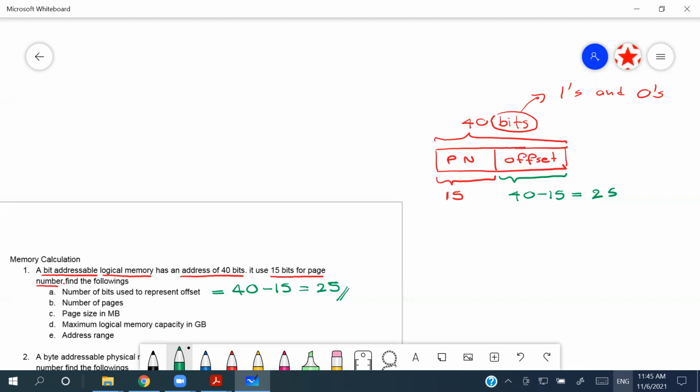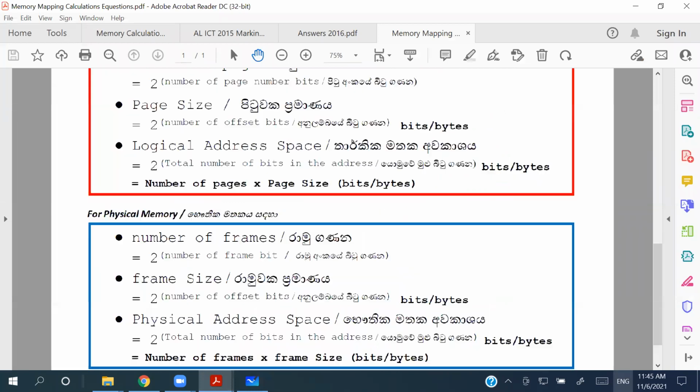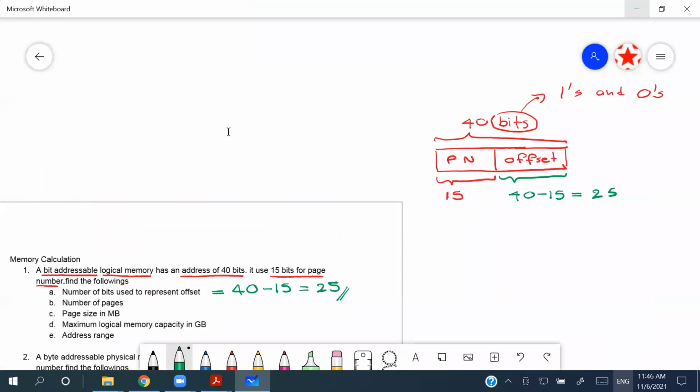Then the number of pages. The number of pages is just a count, like 80 or 40 or 120, so it doesn't have any unit. We go for a particular unit only when it is a capacity. So when you are finding the number of pages, in your equations you need the first equation: number of pages equals 2 to the power number of page number bits. We now know the page number bits are 15.